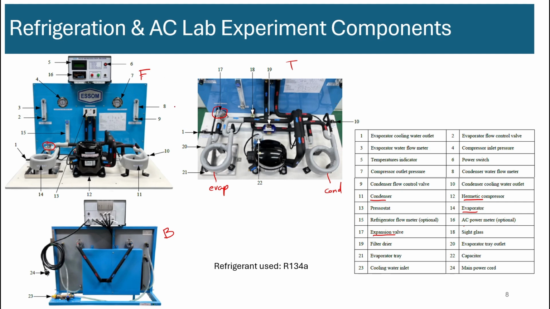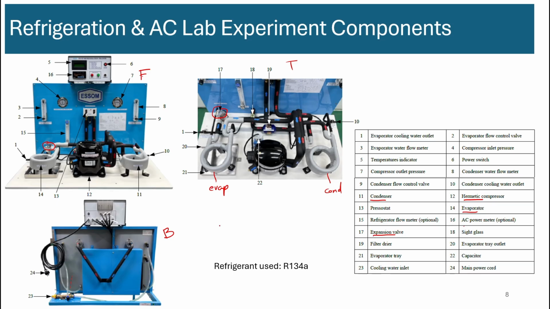And then we have a separate system for bringing in cooling water. Both the condenser and the evaporator are supplied using one input line, and they're split here. One goes to the condenser and another goes to the evaporator. They go to the flow meter first before they go into the evaporator.